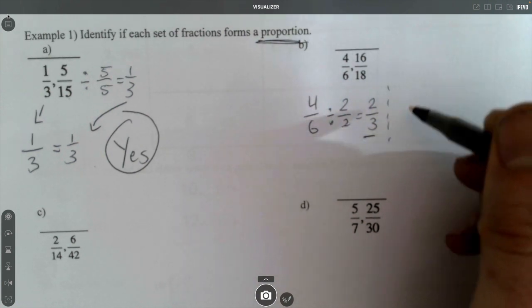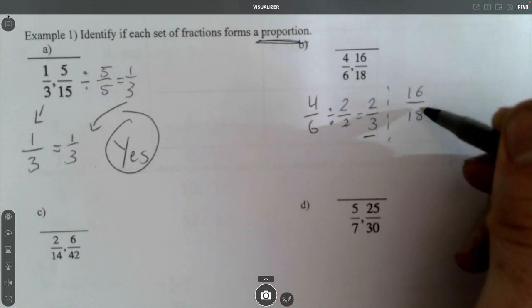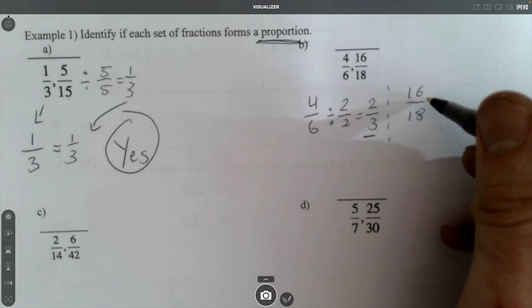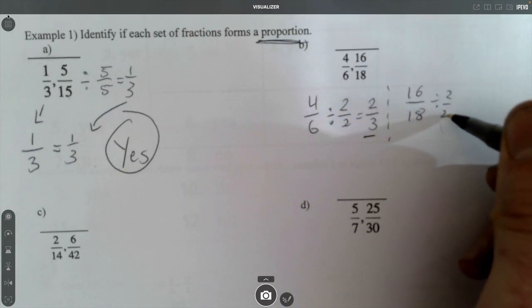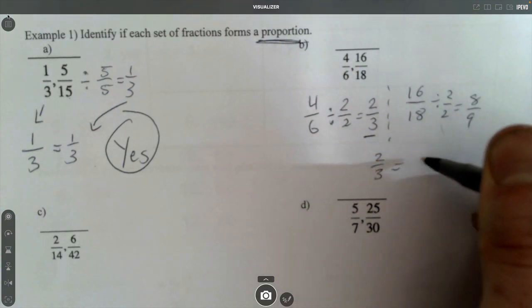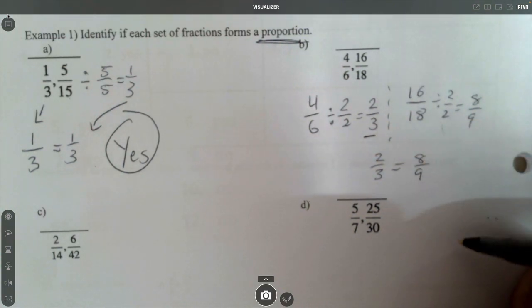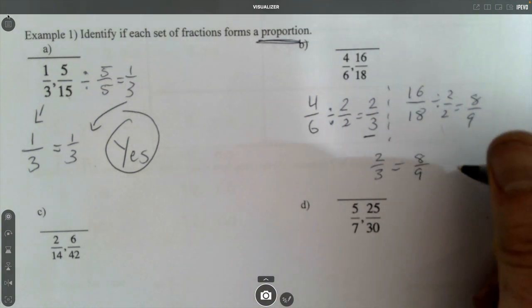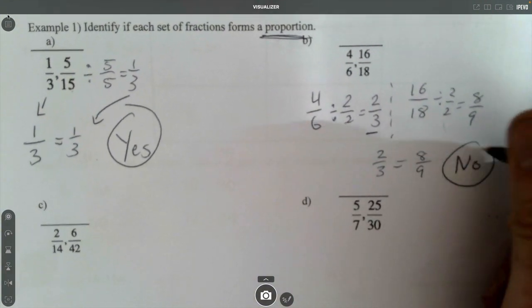Let's try 16 over 18. 16 won't divide, but I can try 2, and it makes 8/9. So let's compare it. Does 2/3 equal 8/9? No, those are different. So my answer is no, they're not proportional.